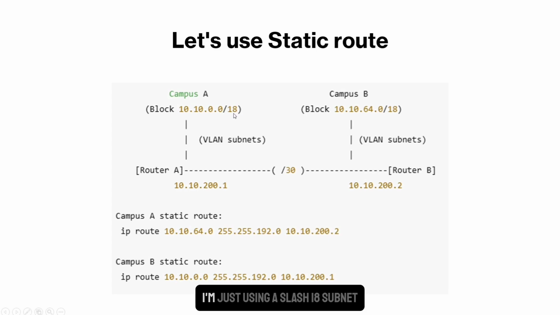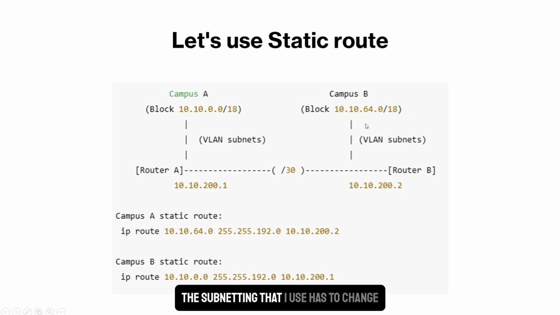If you have a campus A, I'm just using a /18 subnet, but you could have done it even with a /20, I think. Basically what I'm saying is these are the two basic static routes, which say anybody from campus A, static route, which means 10.10.64, who falls under here, you go that side. And then on this side, all of you coming, you come back.